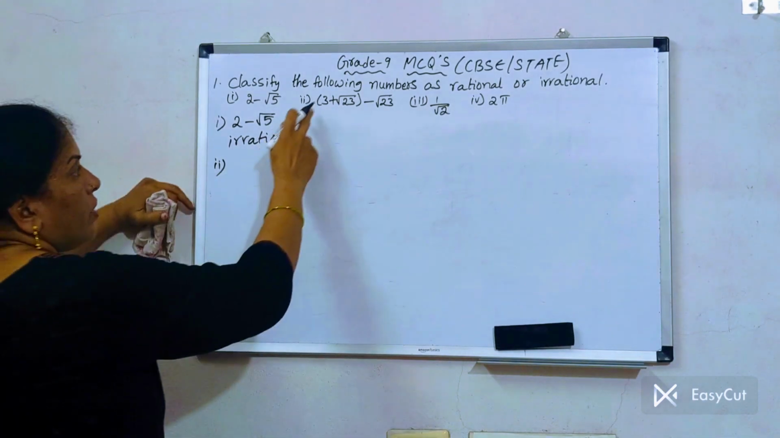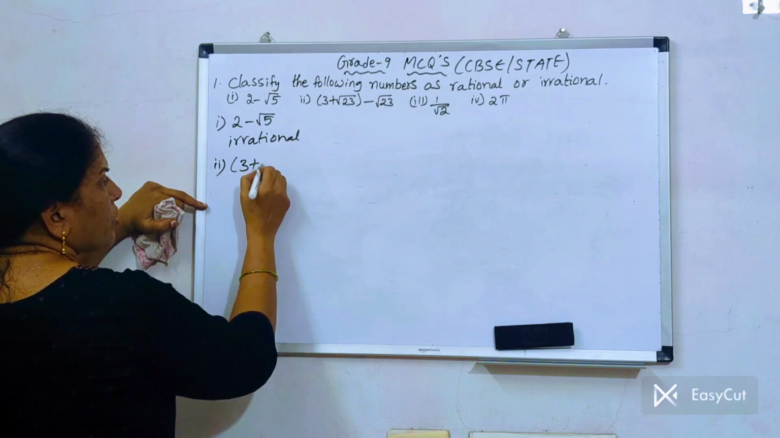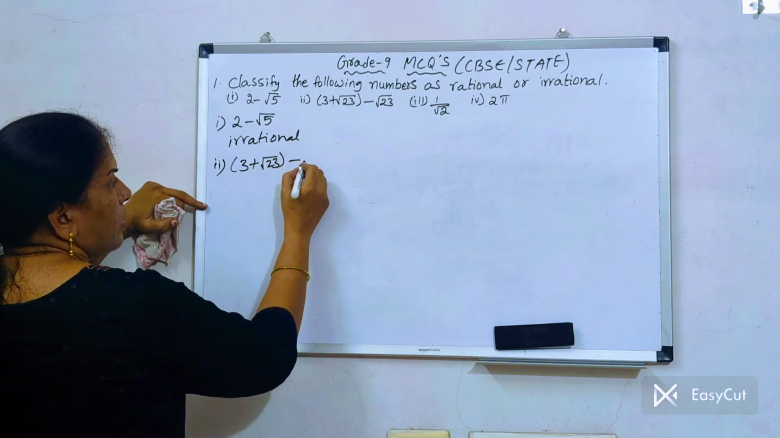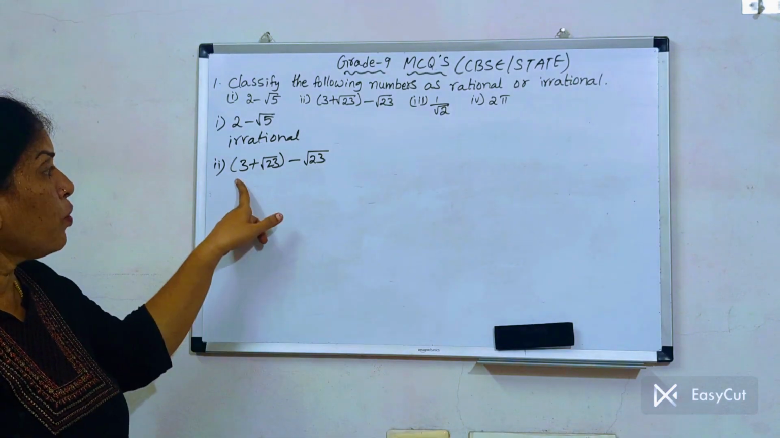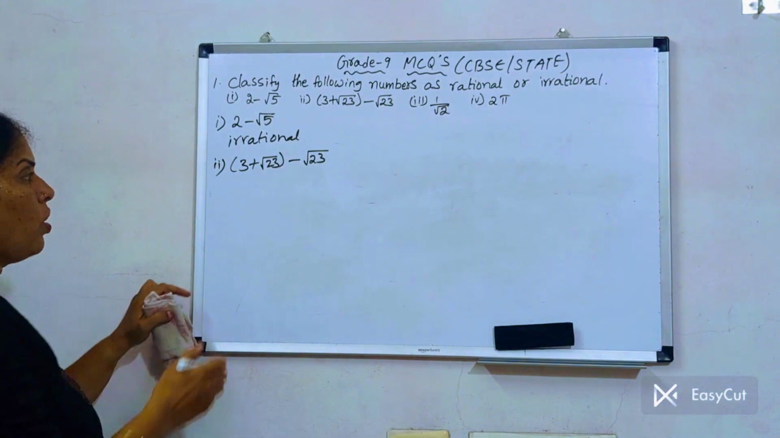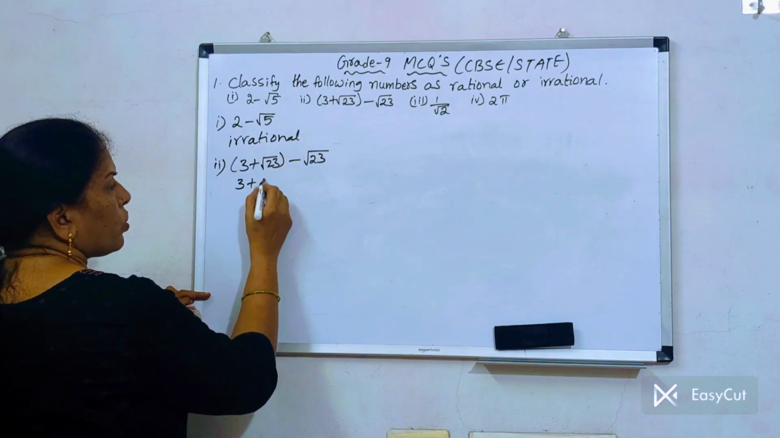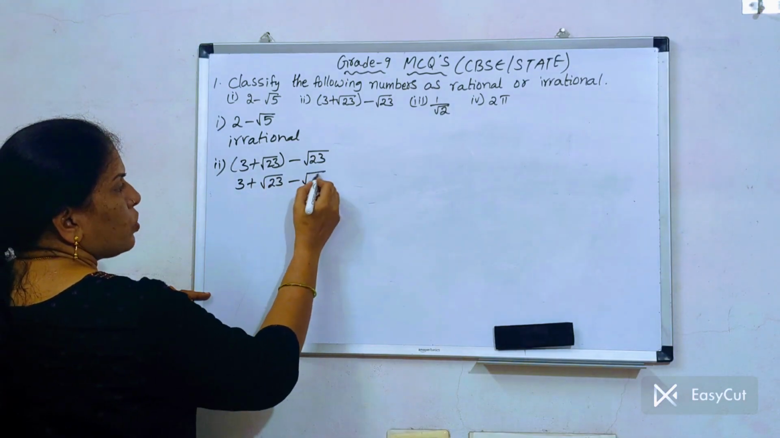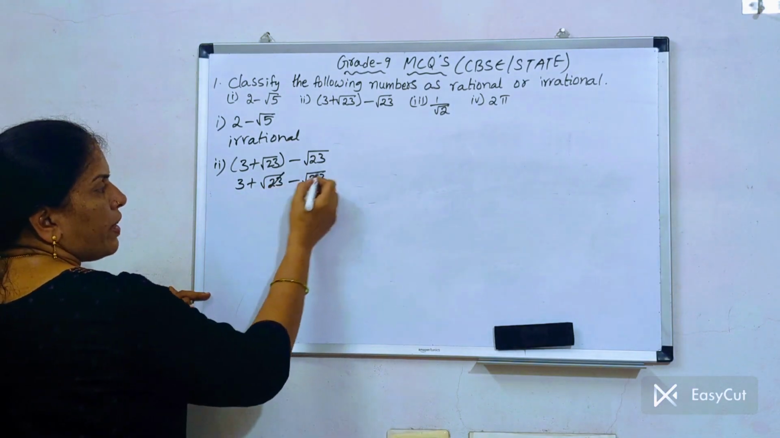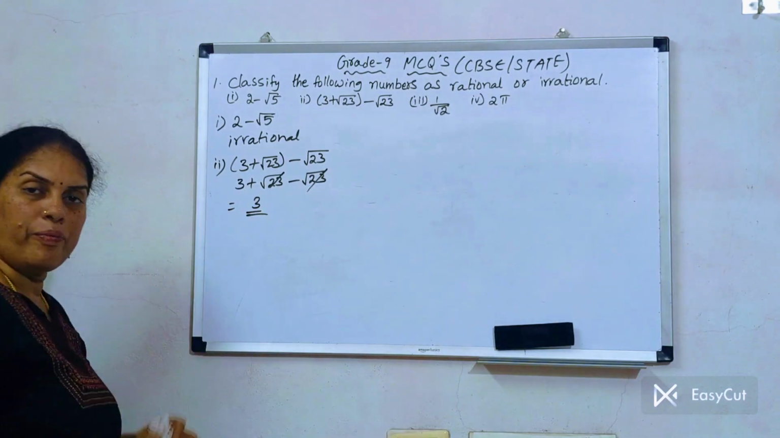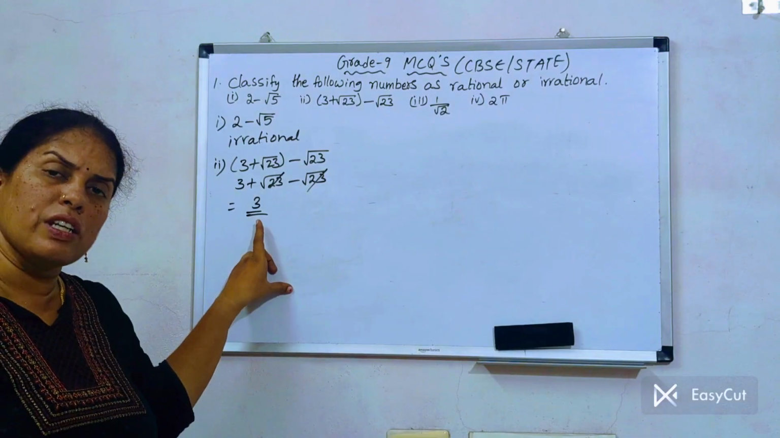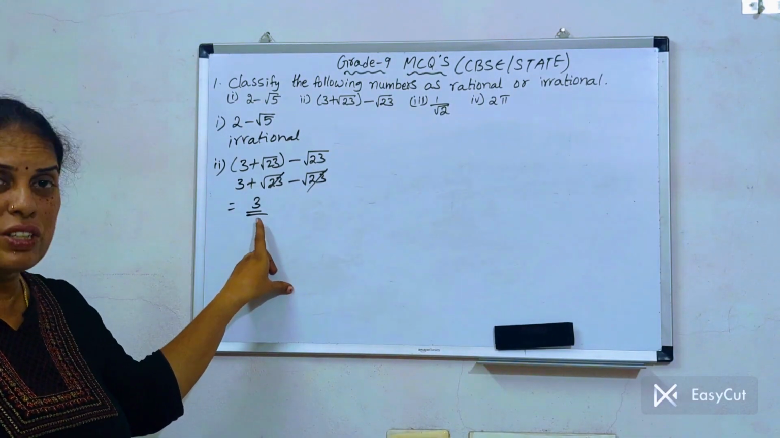Second one. 3 plus root 23 minus root 23. See here, I am removing the brackets. So 3 plus root 23 minus root 23. Plus root 23 and minus root 23 cancel. What is the answer? 3. Is this a rational number or irrational number? This is a rational number.